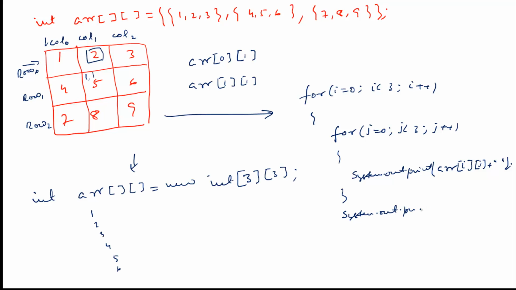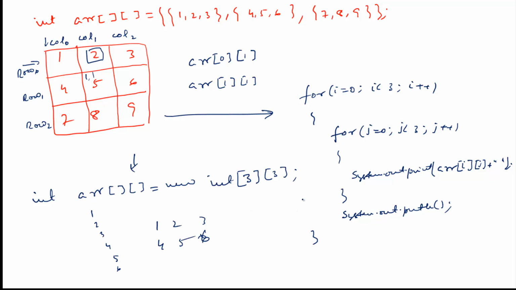And then after that, you have to give the dummy println here. Why? If it prints 1 2 3, and then after coming out of the inner loop, this println brings the cursor to the next line for printing 4 5 6.